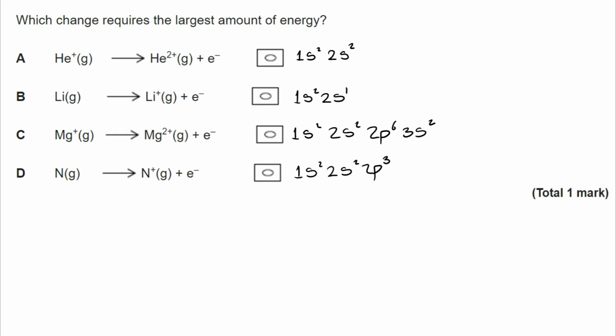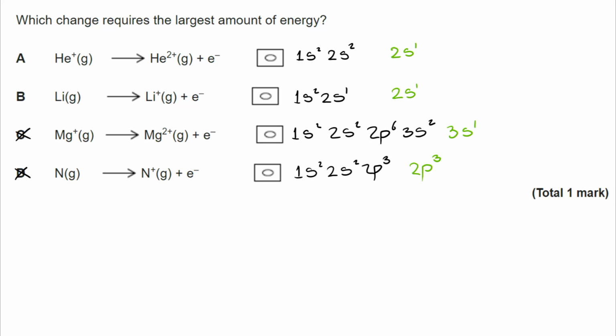Now, bear in mind that we are in some cases looking at first ionization enthalpy and in some second ionization enthalpy. So the next thing to consider is where the electron is being lost from in this particular reaction. And we can see in helium that for second ionization energy, we've already lost the 2s2, so this time we're losing the 2s1. Lithium, we're losing the 2s1. Magnesium, we're losing the 3s1, and nitrogen we're losing 2p3.